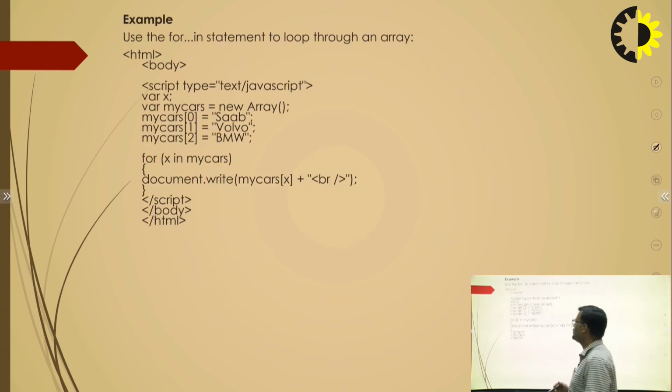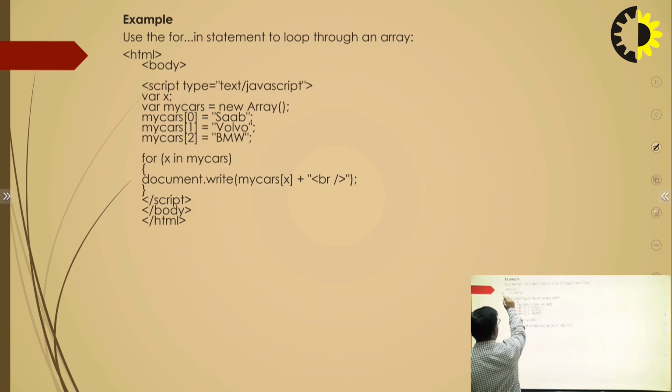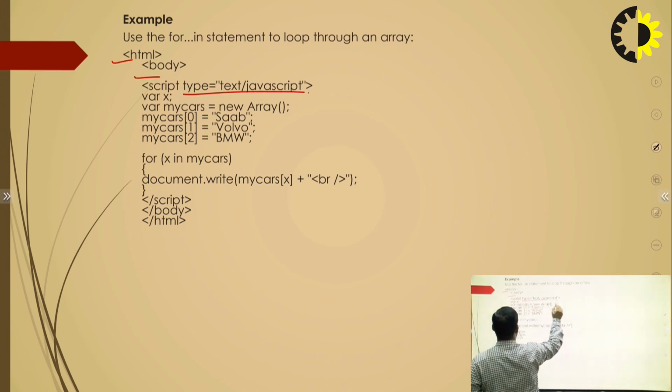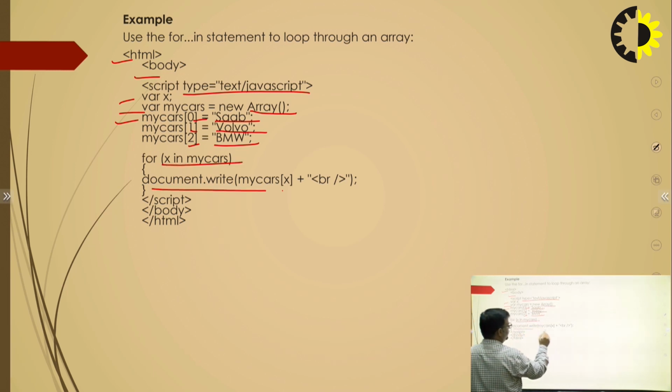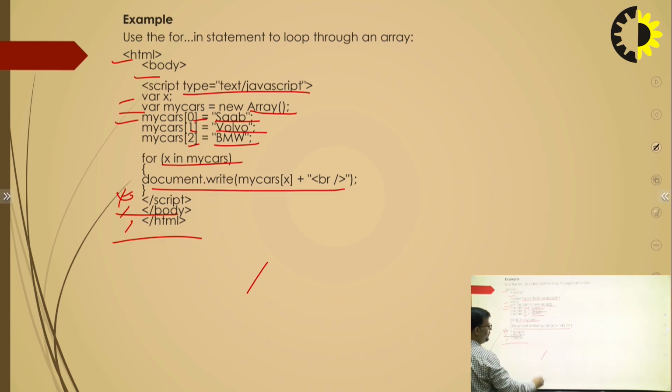This is the example. HTML body, then script, then var myCars equals new Array, then myCars at 0 position Saab, 1 position Volvo, then 3rd position BMW. Then for x in myCars, then document write in this, then script will be closed and body will be closed and HTML will be closed.